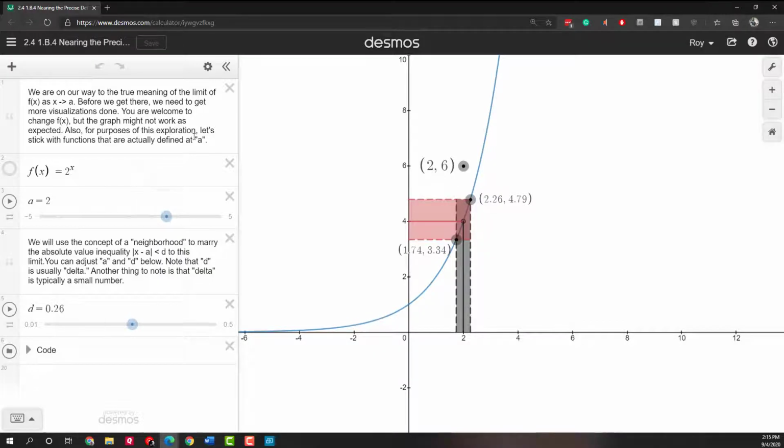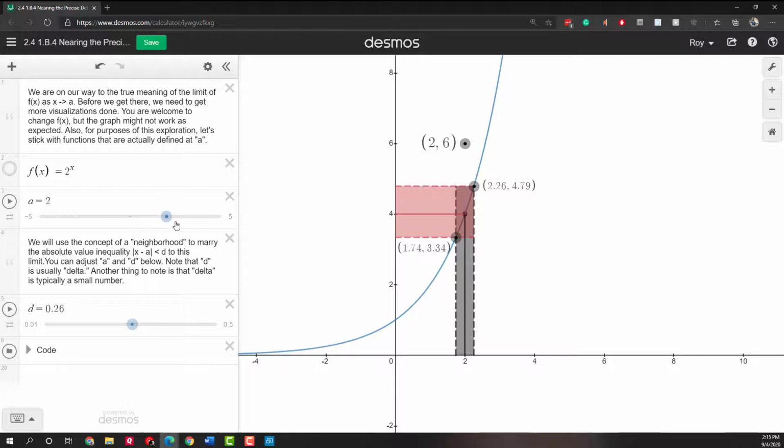So here we go. Now you can see I actually have a completely different function because I'm not really worried too much about the 2x plus 3 for right now. I just want to showcase what I mean by the boxed intersection. So as we are on our way to figuring out the true meaning of the limit, before we get there, we need to get another visualization done. You're welcome to change this function to whatever you want, okay?